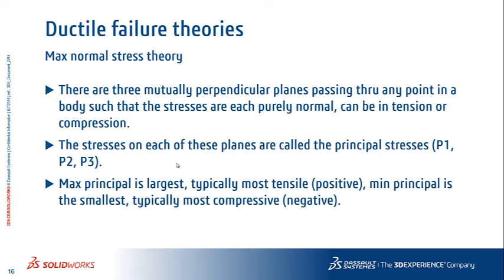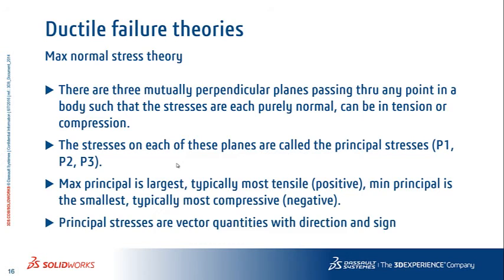The maximum principal stress is P1. That's going to be the most tensile, the largest, most positive stress. Then you've got your middle principal stress in a 3D analysis, and then your smallest, which is P3, is going to be typically the most compressive, negative value. Principal stresses are vector quantities, so they have a direction as well as a sign.